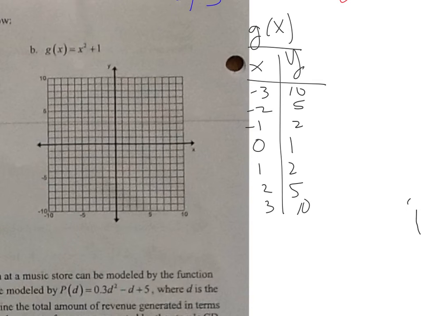So plot the points. I'm going to put this in red. So it's negative 3, 8, negative 2, 3, negative 1, 0, 0, negative 1, and so on. So just try to draw yours a little bit better than mine.